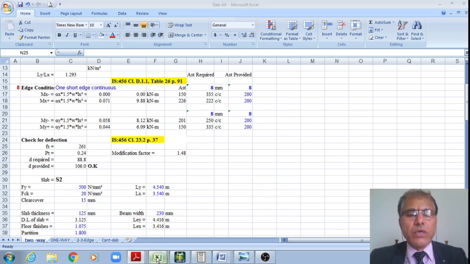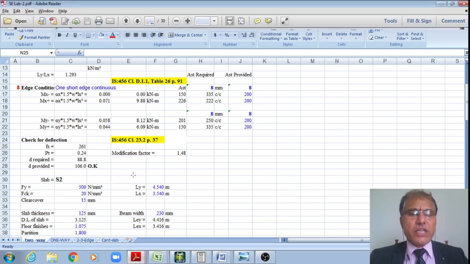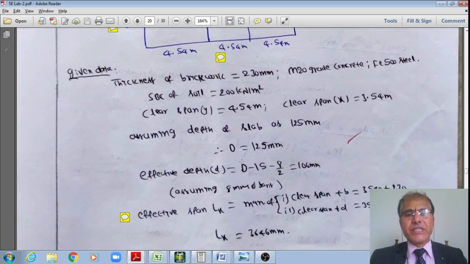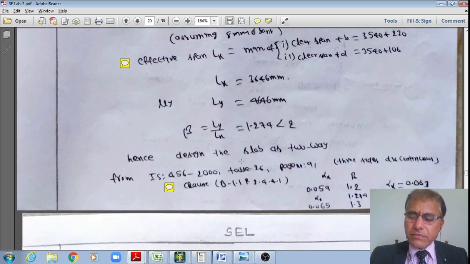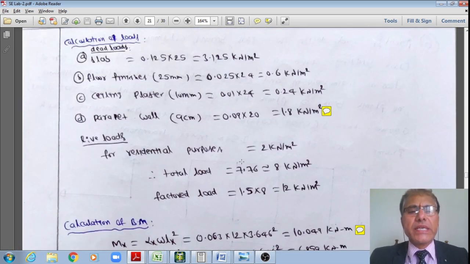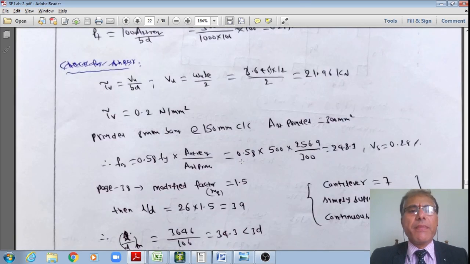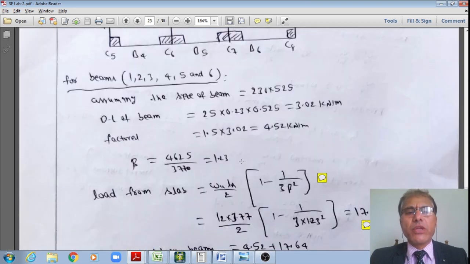I hope you understood how we have done the design of the slab at a quicker pace using the Excel sheets. In the next class onwards, we will only use the Excel sheets. We will not go for the manual calculation, student. Please make a note of that.